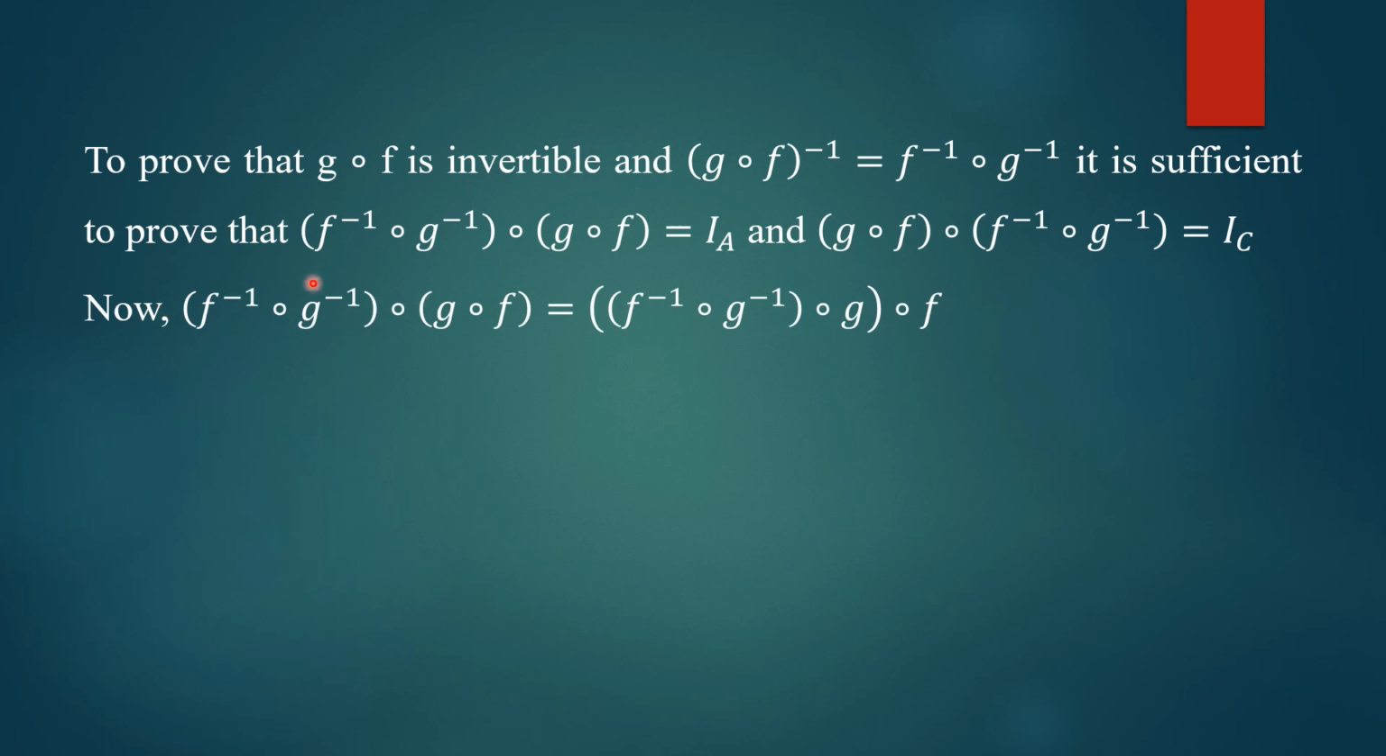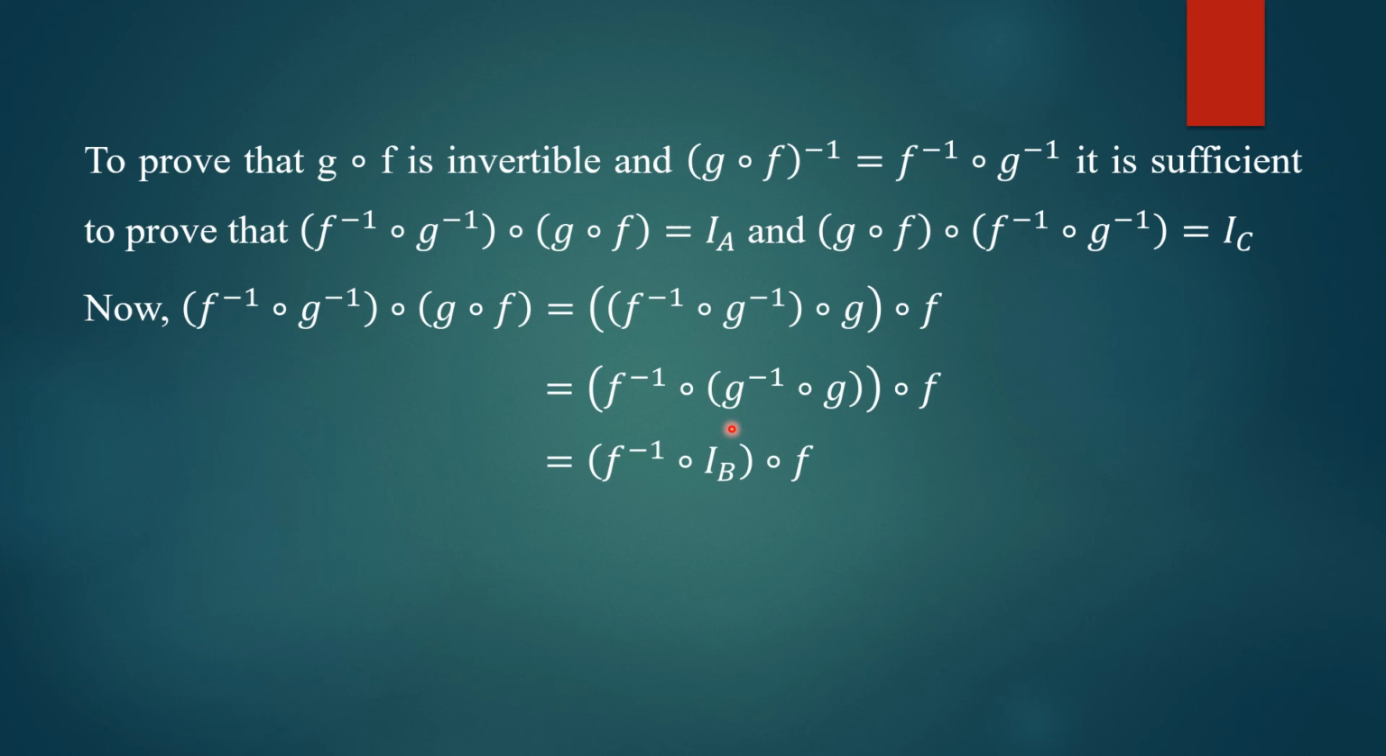Now I am taking this one, f inverse o g inverse whole operation GOF, and we already know that the composition of functions is associative. That means we can change the position of brackets as per requirement. So we take f inverse, order is same, f inverse g inverse, then g, and o f is remaining same. Then this bracket can be taken with g inverse and g. But g inverse o g, you have already seen in the previous screen, is the identity function with suffix B.